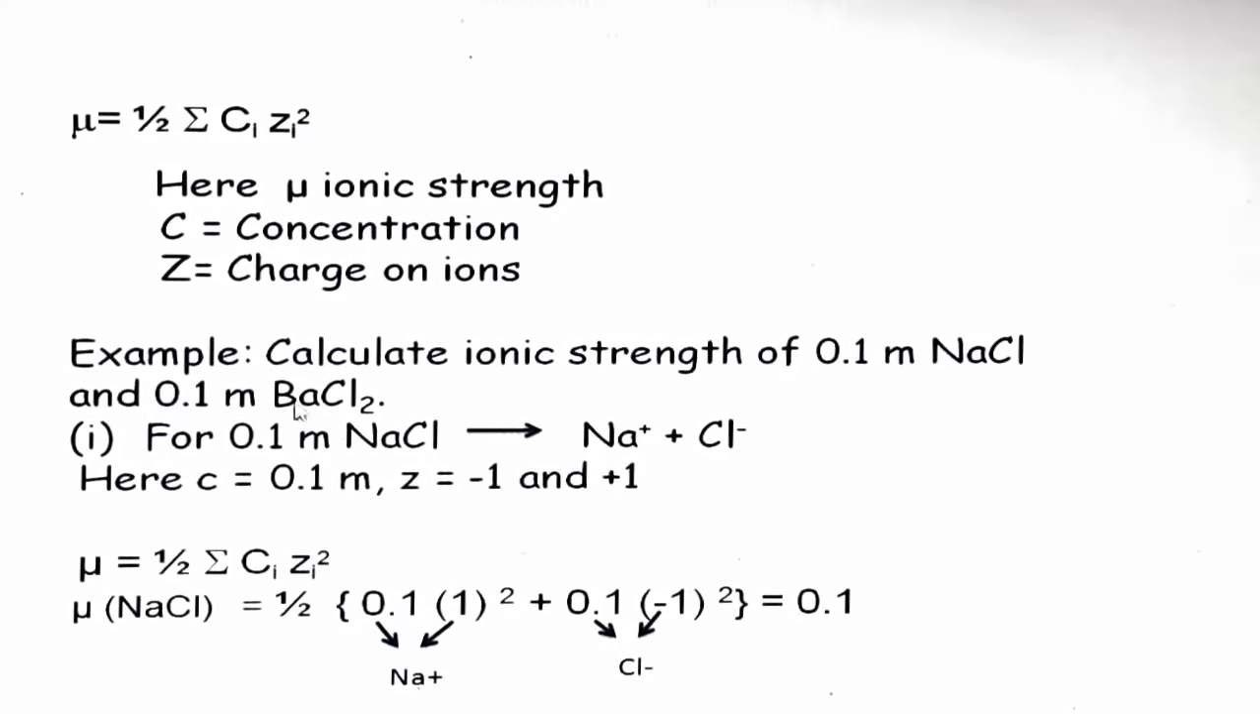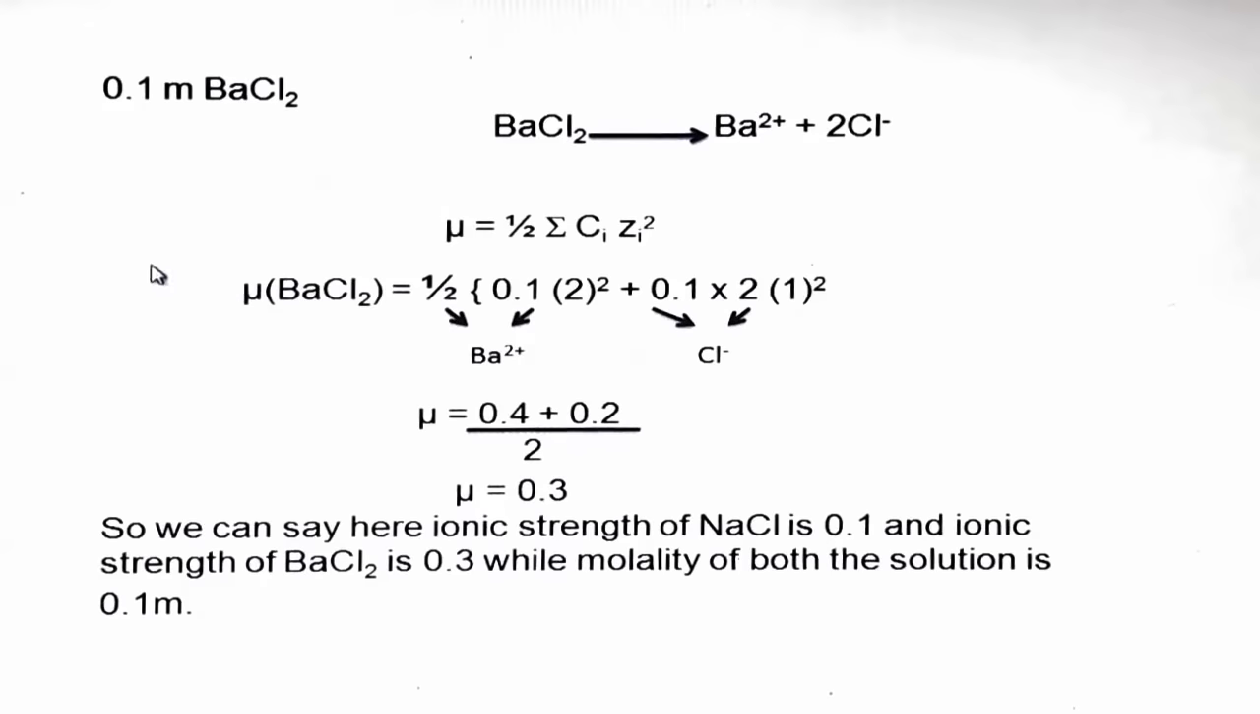Now we will calculate the ionic strength of BaCl2. In the case of 0.1 molar BaCl2, we always first have to write the dissociation. It dissociates and we get Ba 2 plus and Cl minus. So ionic strength is equal to half summation Ci Zi square. Here half, now 0.1 is the concentration. For Ba, the charge is 2 plus, so 2 squared, plus the concentration of chloride ion, also 0.1, and the charge on chloride ion is -1, so 1.